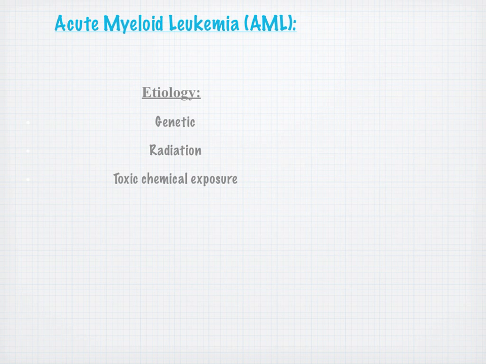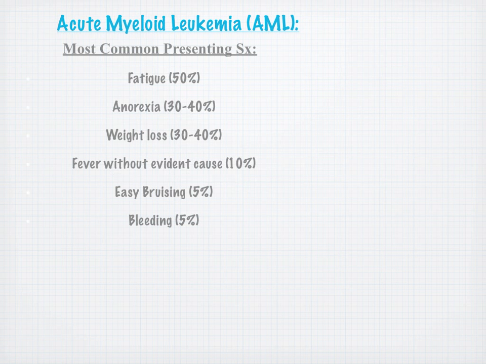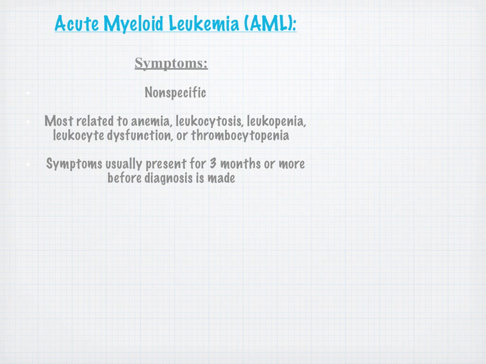So acute myeloid leukemia, the etiology of AML is genetics, radiation, and toxic chemical exposure. Toxic chemicals actually make me sick. Weird. Those naturopaths. Acute myeloid leukemia, the most common presenting symptom: fatigue, anorexia, weight loss, fever without evident cause, easy bruising, and easy bleeding. So much of what I said a few slides back before the diatribe on the music.